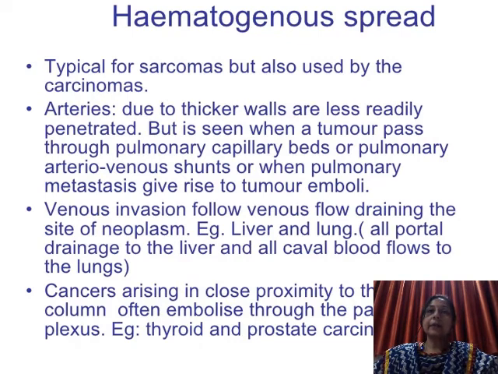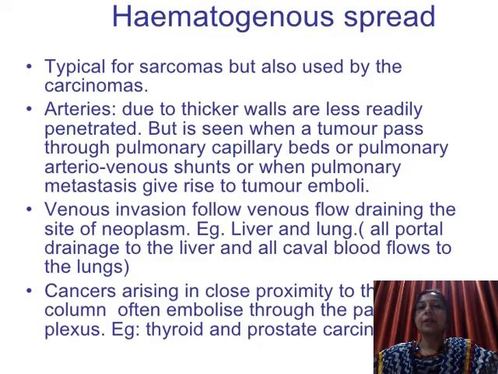Now, hematogenous spread. Typically, the sarcomas, the cancers of mesenchymal cells, spread through this route. Arteries, due to thicker wall, are less rapidly penetrated. Venous invasion is common. So the venous invasion follows the venous flow draining the site of the neoplasm. Example, liver and lung. All portal drainage goes to the liver and all caval blood flows to the lung. So the liver and lung are very common sites involved through hematogenous spread.